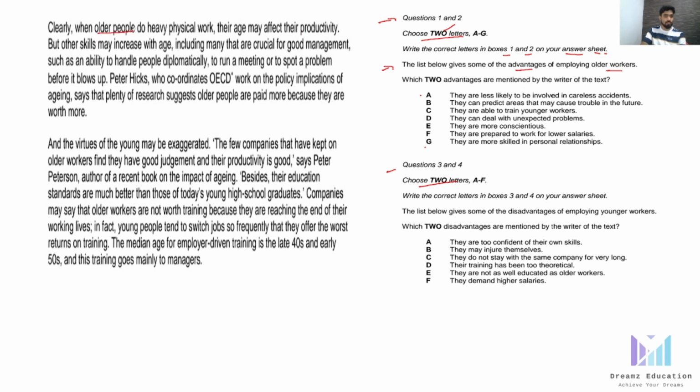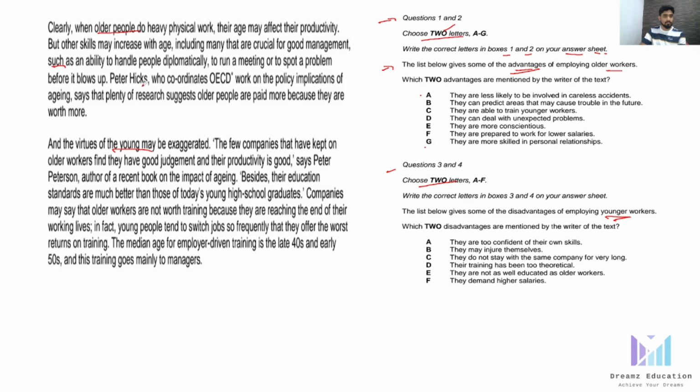They're talking about older people here, and the second question talks about younger people. So I guess the first paragraph is sufficient for us to find the two answers, for questions 1 and 2, where we are supposed to find the advantages of employing older workers. What they have said: it may affect their productivity, but other skills may increase with age, including many that are crucial for good management, such as the ability to handle people diplomatically, to run a meeting or spot a problem before it blows up.